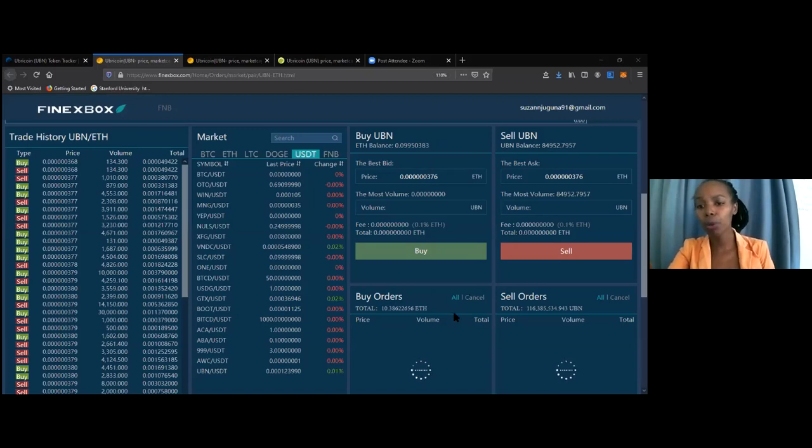Because if you place a buy order or a sell order, if I was doing a buy order, it means that my ETH will reduce, but because it is not filled, I'll still have the balance being the same, but this will change.